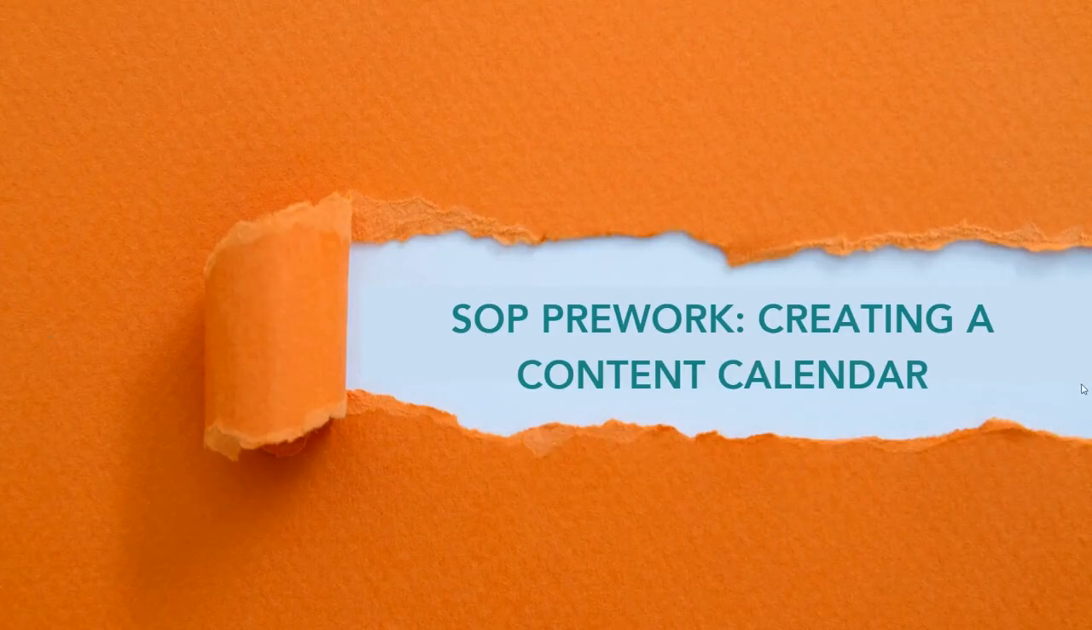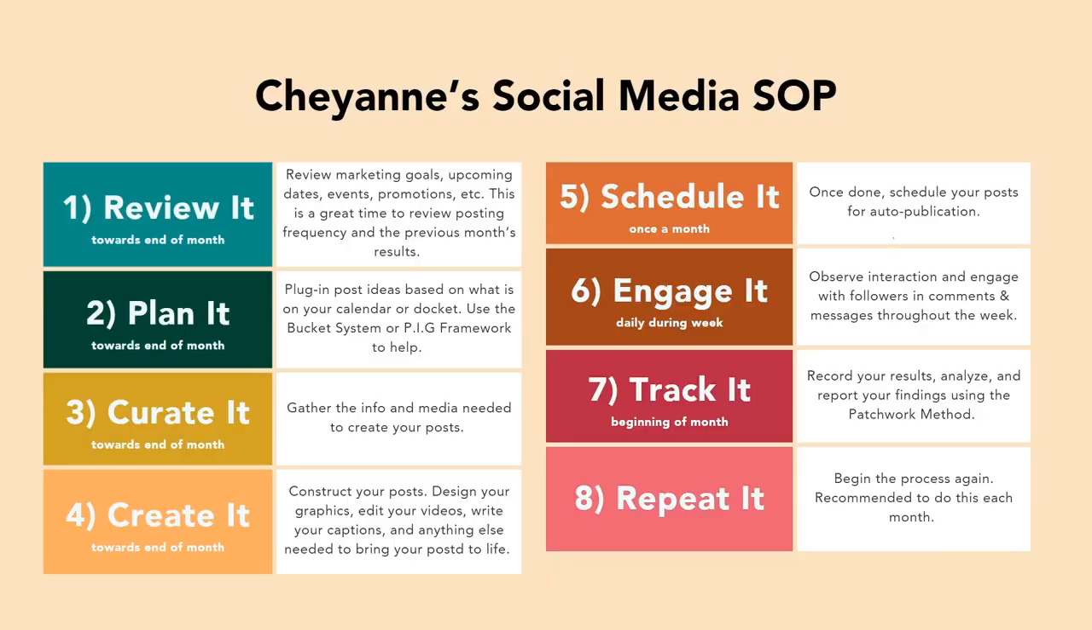All right, so before we can dive into starting our SOP, we have a little bit of pre-work to do. Before we can even start reviewing things and planning and creating social media posts, we need to create something called a content calendar and build some of the tools that go into it, so that we can move forward with success and know what we are posting about and how we need to go about posting. So, let me show you an example of a content calendar.